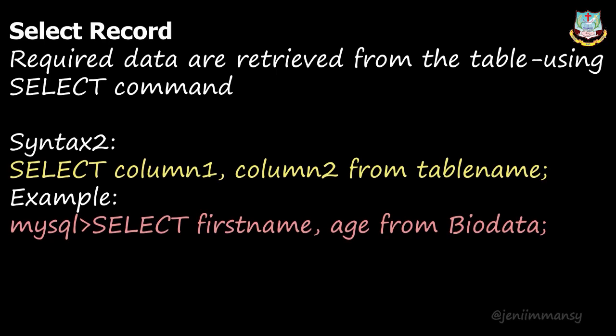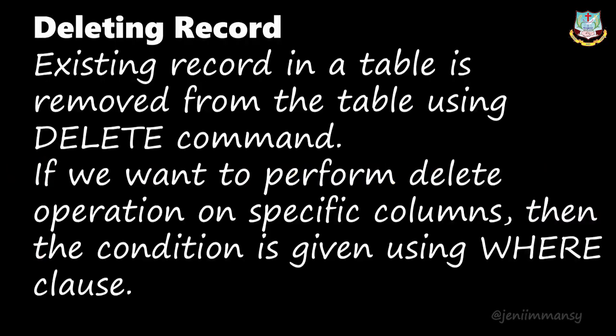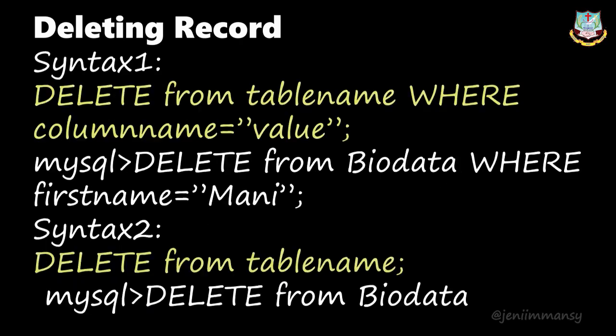Next, we'll see how to delete a record. One record will be there previously in the table. Now you have to delete one single record from that. For that, you can use this delete command. Let's see the syntax for this delete command. For this, the syntax is delete from, and then you have to give the table name.